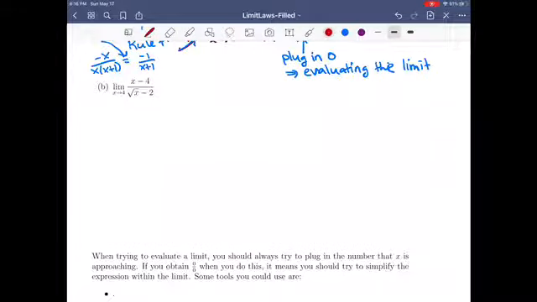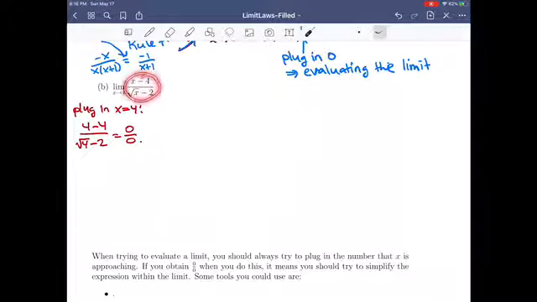So I have the limit as x goes to 4 of x minus 4 divided by square root of x minus 2. Okay, so if we plugged in x equals 4, we're going to have 4 minus 4 over root of 4 minus 2, 0 over 0. Okay, so we need to do some more work here. So what we're going to do is try to rewrite this. So simplify this expression. There are different ways to do this.